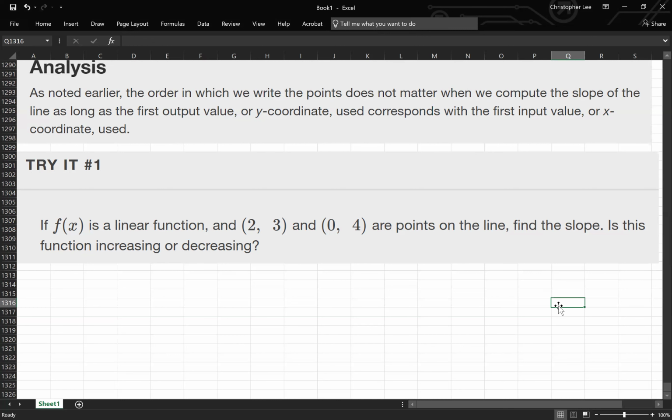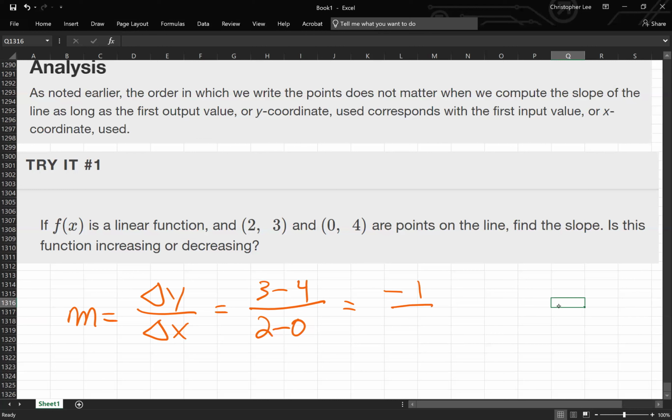All right. Let's check it out. So my slope is equal to the change in y over the change in x. In this case, I'm going to say 3 minus 4 over 2 minus 0, which gives me negative 1 over 2, right? Is this increasing or decreasing? Decreasing. And that's it. Questions on this? Anybody? We good? Yeah. All right. Let's keep it moving.